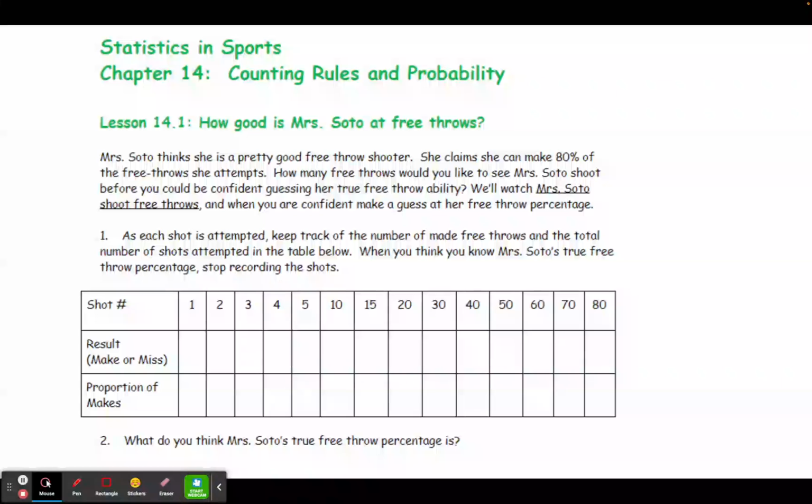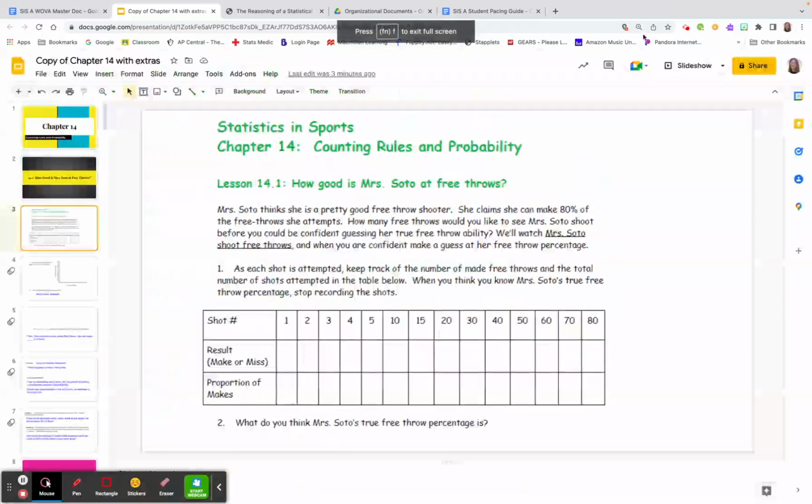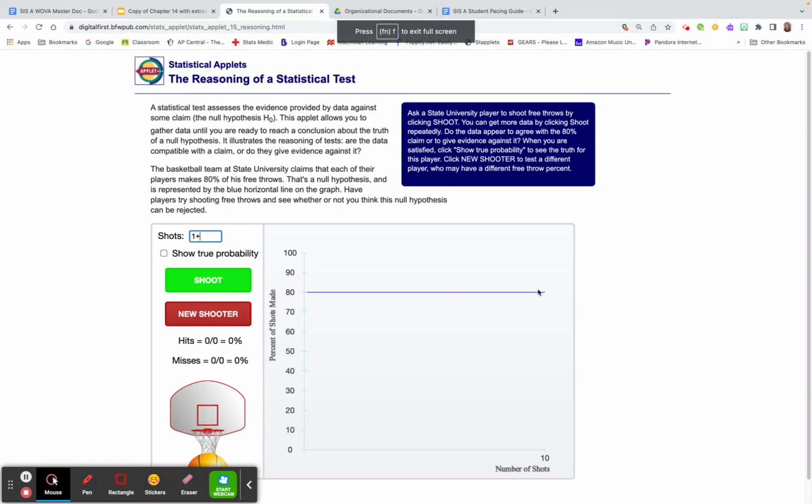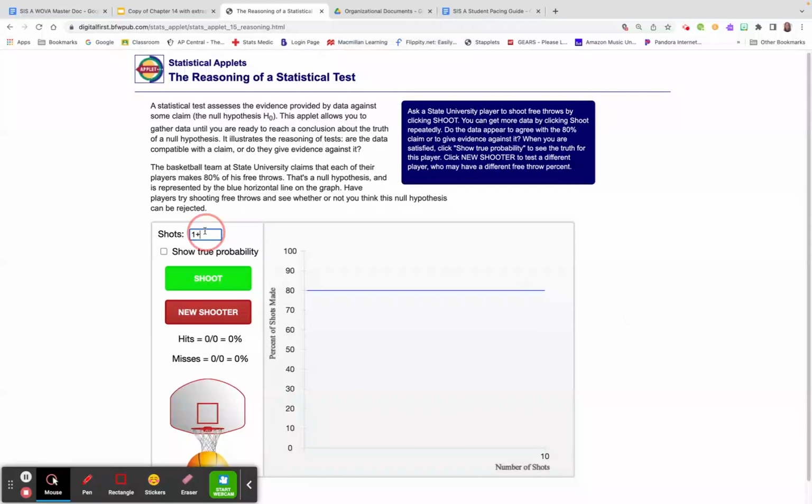Now, you'll have a link to a free throw applet, which you can play around with if you'd like, but I'm going to show you the applet in this video. Okay, the applet looks like this, and we are going to just shoot one free throw at a time and look at the results and then also make a graph of the results as we go.